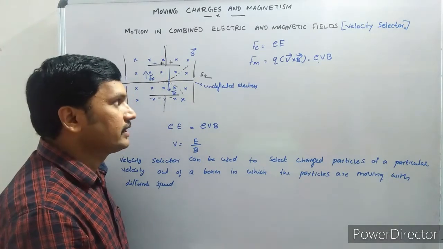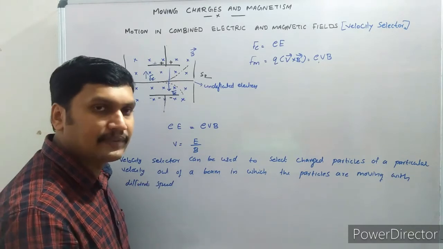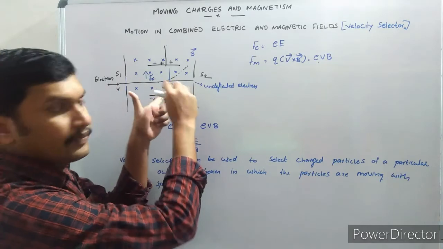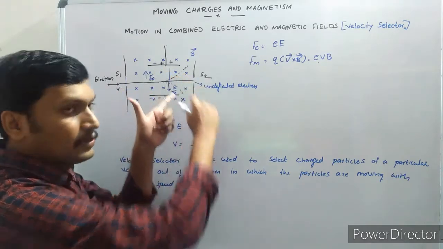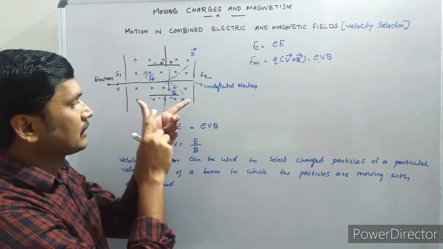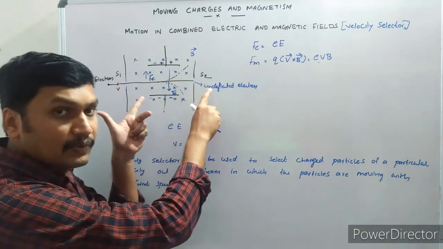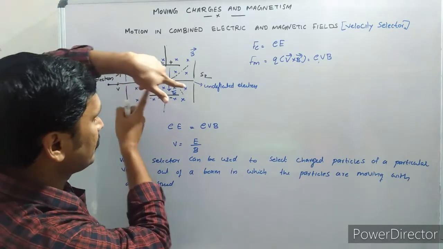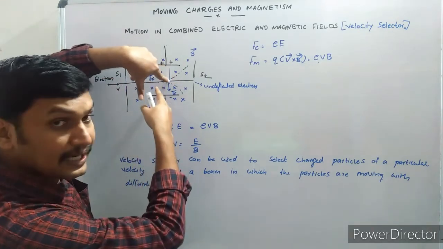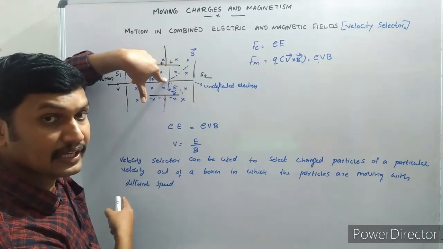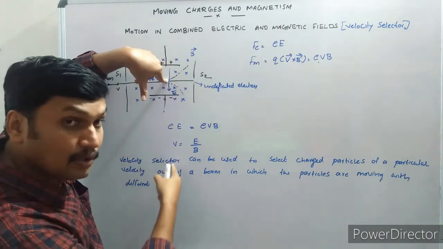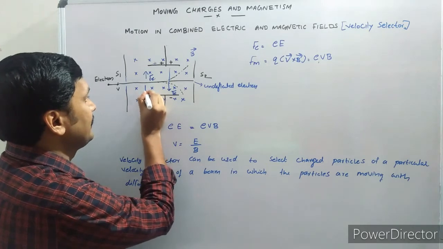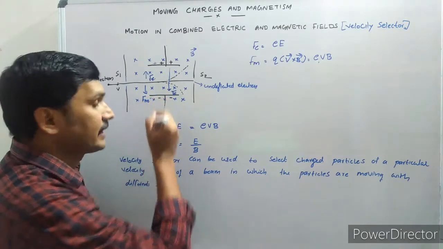What is the direction of that magnetic force? Apply Fleming's left hand rule. The forefinger points in the direction of the magnetic field, which is perpendicular to the plane of the board, and the electron is moving in this direction. So what is the direction of current? Current is just opposite to that. This is the direction of current, and the thumb points in the direction of force acting on that electron. So the force is acting downward, just opposite to the direction of the force due to the electric field. That's the direction of the magnetic force.